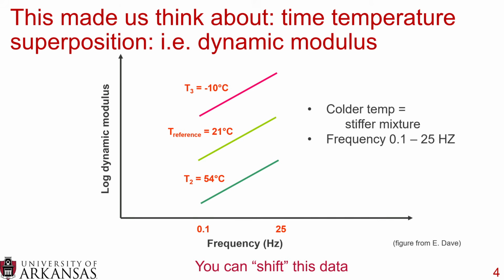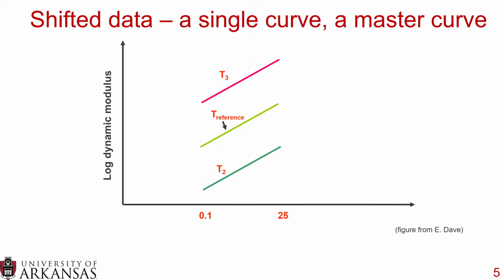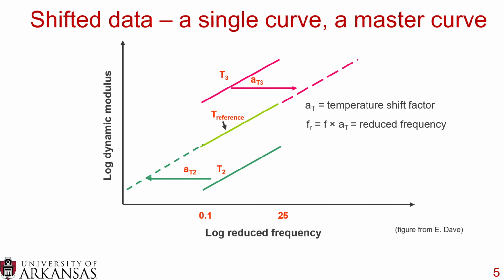But what you can do is you can shift this data. And you shift this data by dividing it into the 3 sets and then determining what are called temperature shift factors. And these temperature shift factors are values that allow you to move your curves to the left and the right, depending on if you want lower or higher frequency. And you get what's called a reduced frequency. And you can see that we collected data from 0.1 to 25 hertz, but now our data spans from 1 times 10 to the negative 8th to 1 times 10 to the positive 8th. So we get a much better understanding of the material over a larger range of temperatures and frequencies.